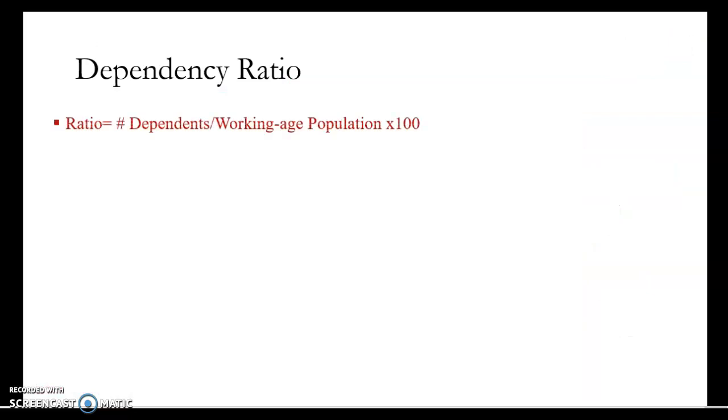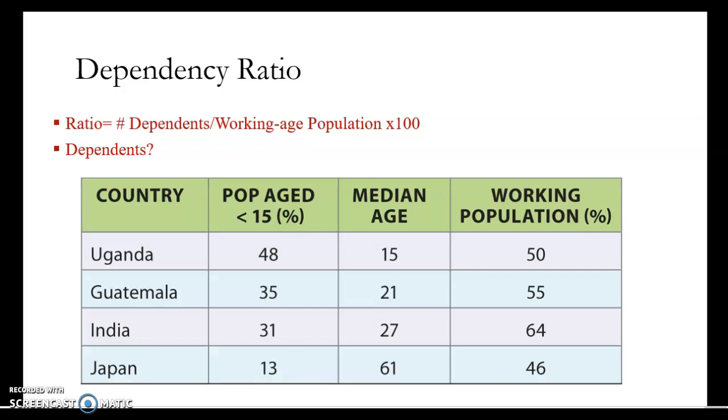When we look at our dependency ratio up close, what we're looking at is the number of dependents, which are people over age 65 and under age 15. Dependents are those that generally don't work. They don't contribute economically to society. And what we're looking at is comparing the number of dependents to the overall working age population.